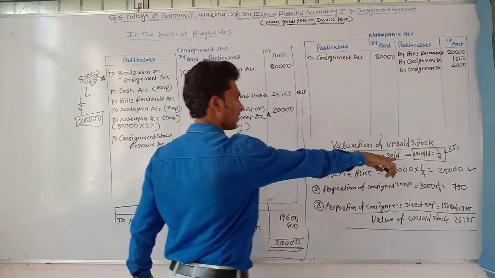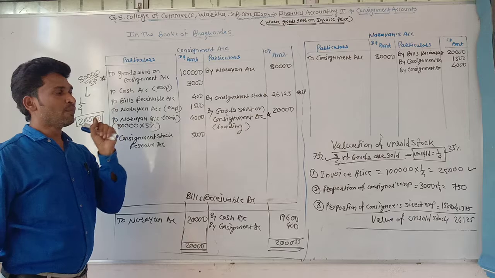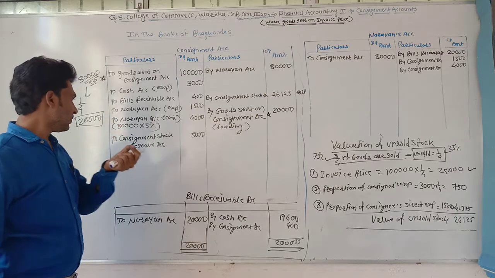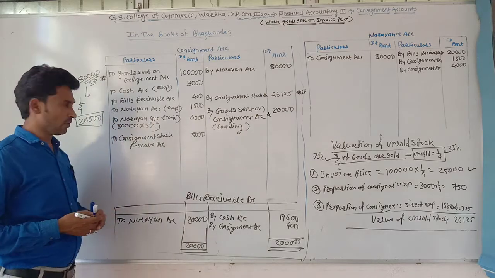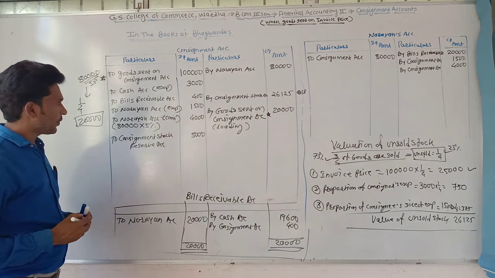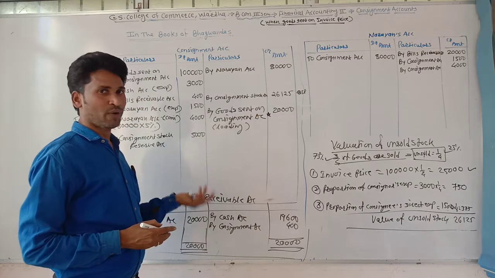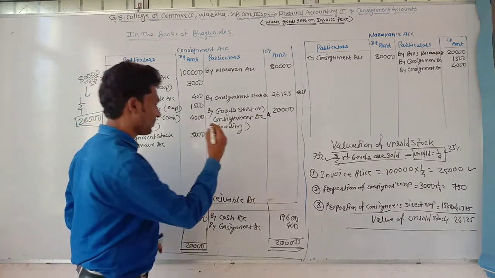So we are making the calculation as per the invoice price. Okay, and we clearly know that they have 5,000 rupees extra. So the reserve means extra amount. It's written at the debit side of the consignment account. Okay, after that you can calculate the profit or loss of your consignment.